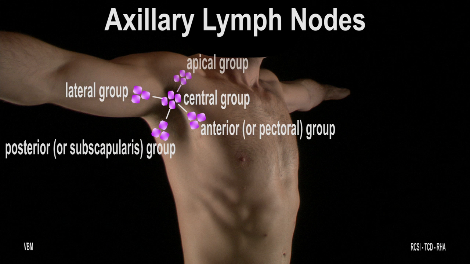The apical group receives the lymph from the central lymph node and also the deltopectoral nodes, which drain lymph from the radial side of the upper limb alongside the cephalic vein.